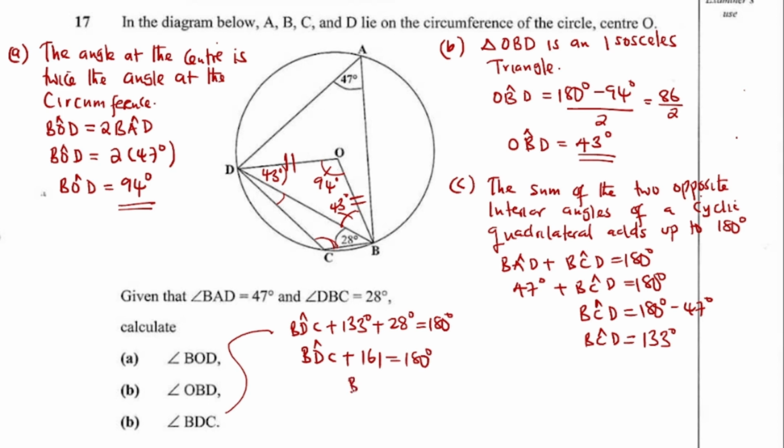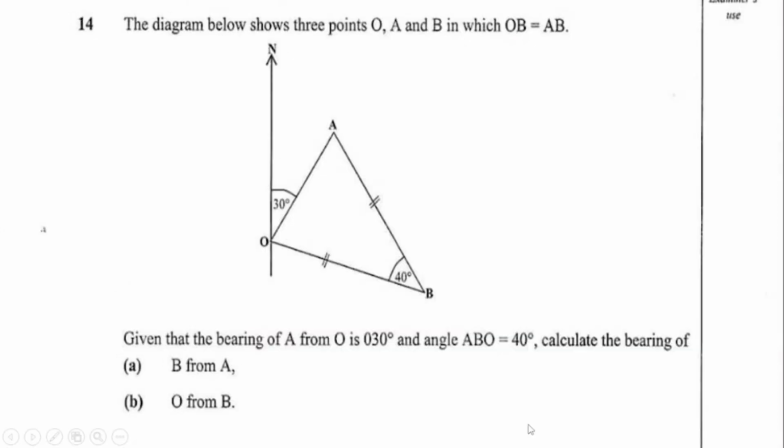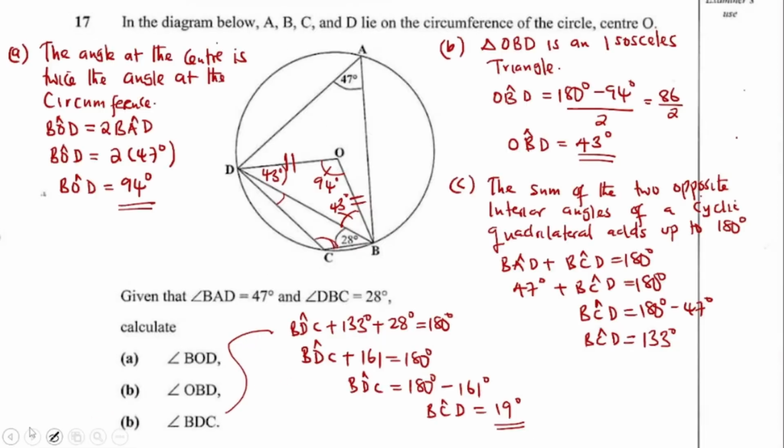161 crosses the equal sign, that would be BDC will be equal to 180 degrees minus 161. So the difference of the two will be equal to 19 degrees.